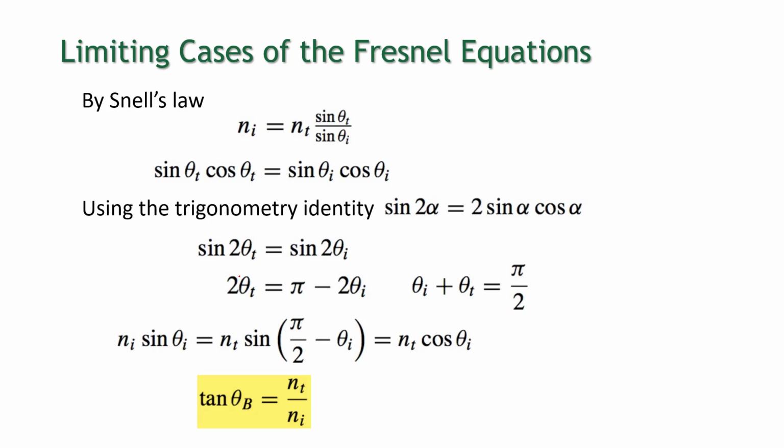So now we have sine 2 theta is equal to pi minus 2 theta I. Okay. And then I can take this to the left. I will have theta I plus theta t, and we have 2 also here, and I take this 2 on the bottom here. So that means theta I plus theta t is pi over 2. And this is the condition.